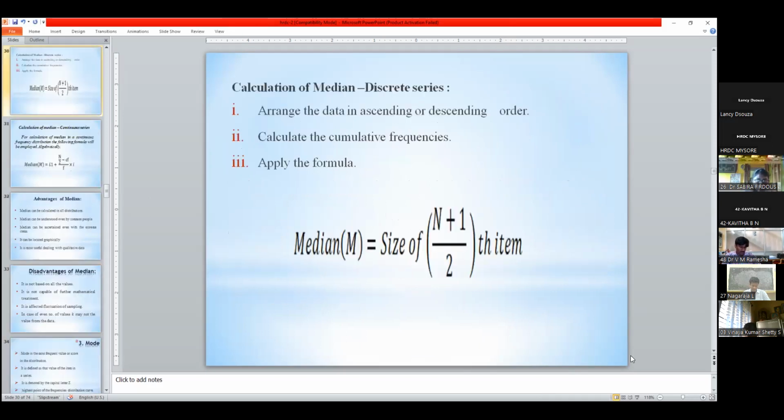The calculation of median, I'm not going to talk much about it because you can always refer to the textbooks and later the PPT also, which will be shared with you later.